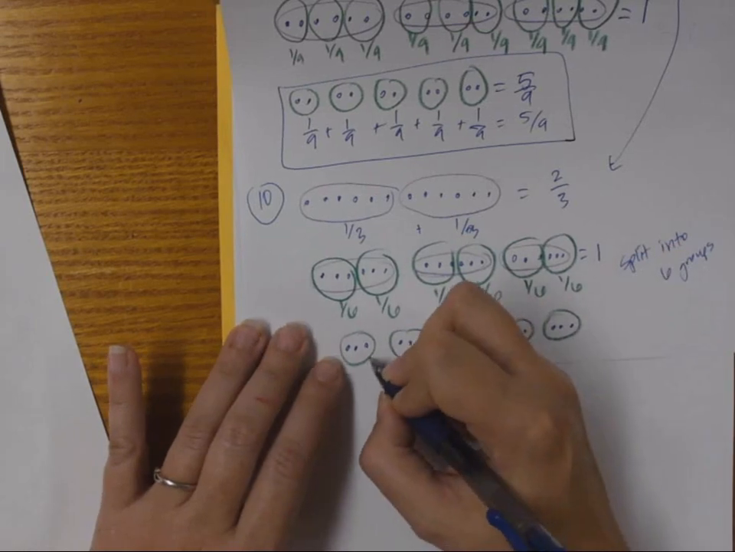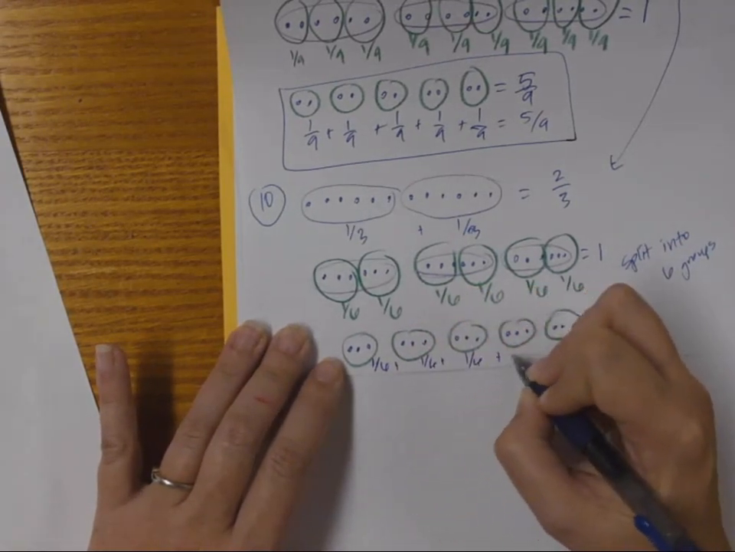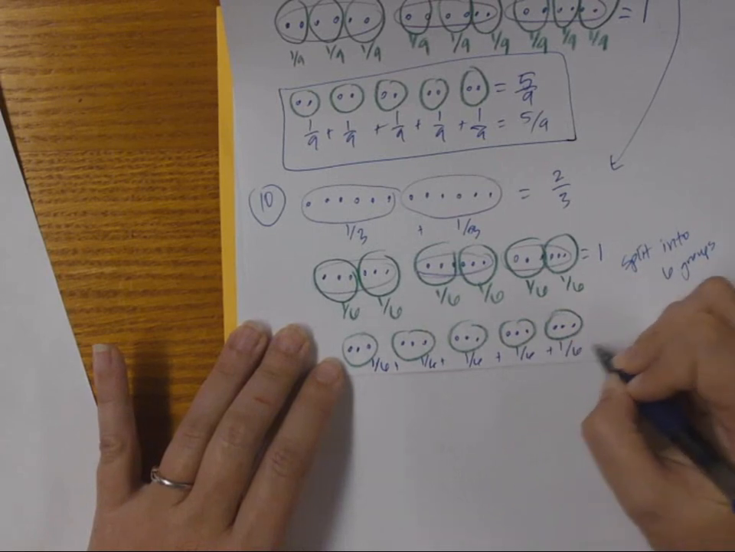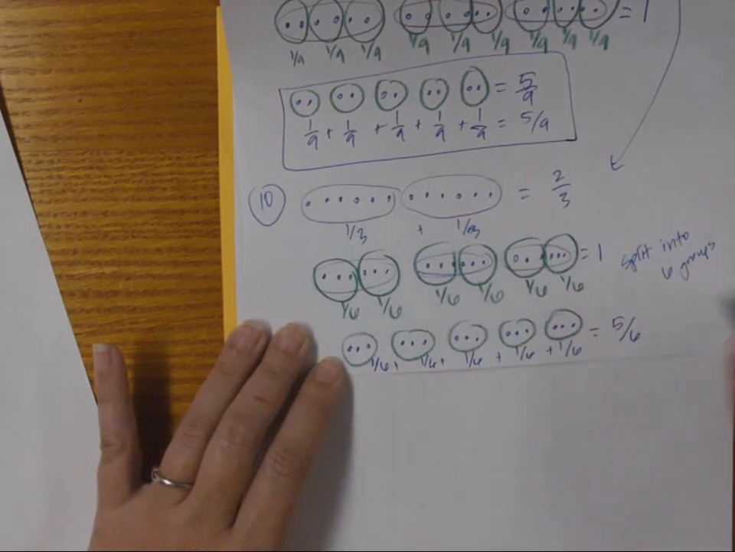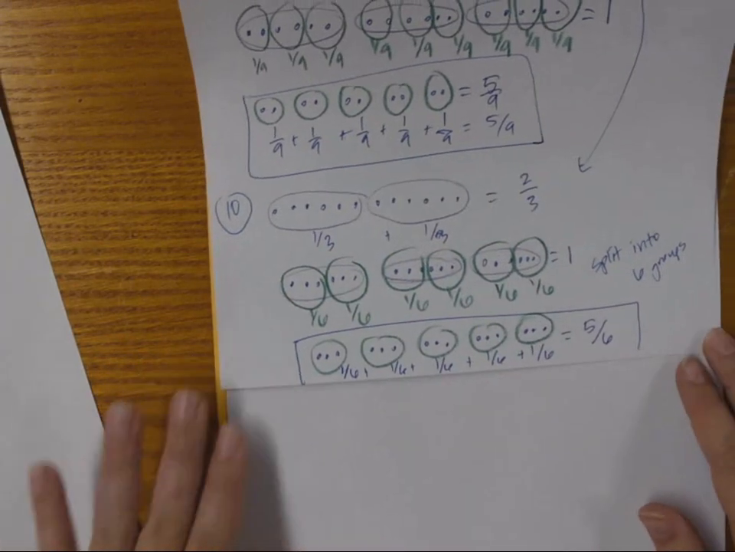And you can justify this with your fractions. 1/6 plus 1/6 plus 1/6 plus 1/6 plus 1/6 equals 5/6. And this is your answer. Okay.